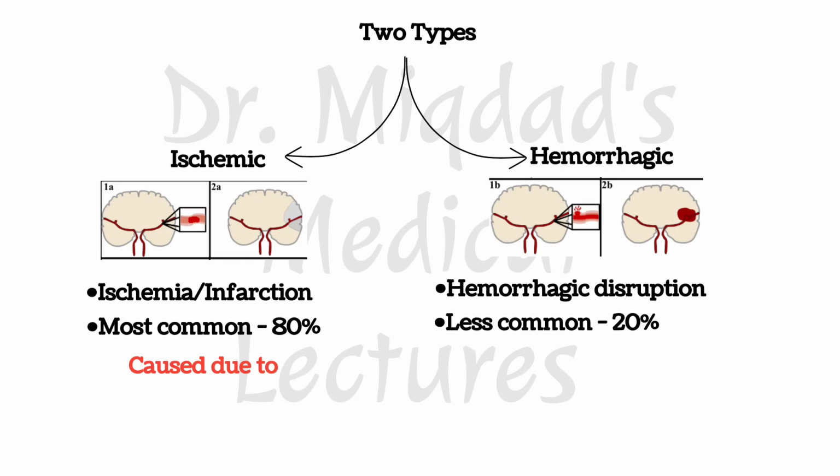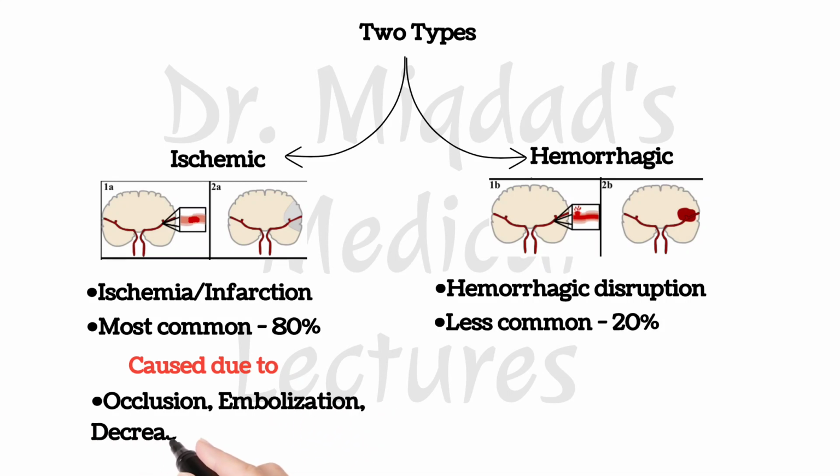Ischemic stroke may occur due to occlusion, embolization or decreased cerebral perfusion. Now coming to occlusion, the most important cause is thrombus, which usually forms around an atherosclerotic plaque. This thrombus may block a large vessel, a branch vessel or small perforating vessels. In case it blocks a perforating vessel, it will result in lacunar infarct.